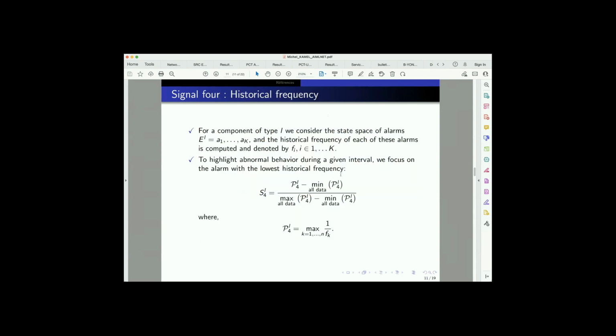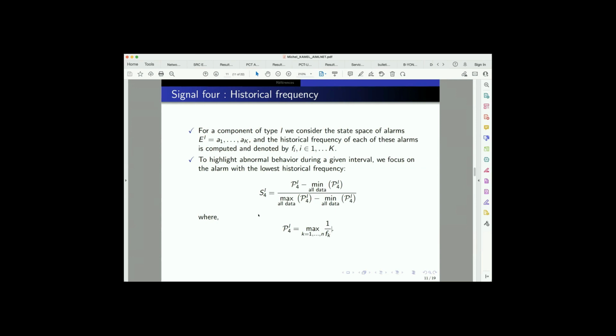And the fourth signal is about historical frequency. The score is calculated using this formula, where the probability is the maximum of 1 over frequency. So the more an alarm happens historically, the less probability we have here. And the higher the frequency, the less score we will get from this signal.